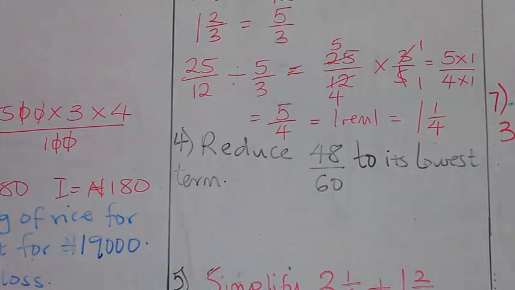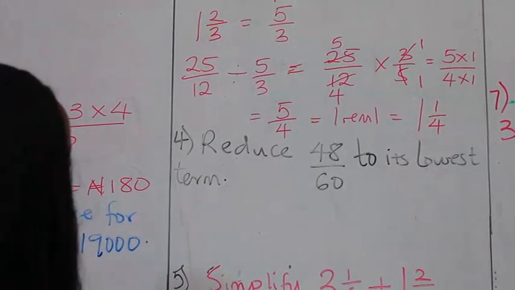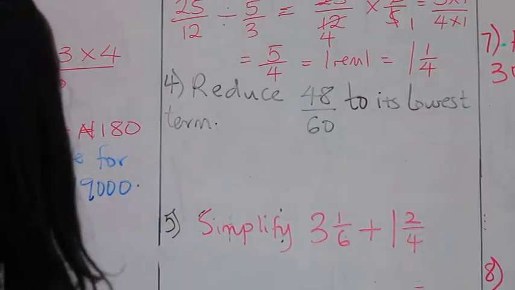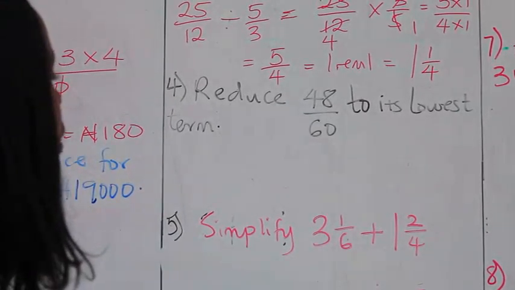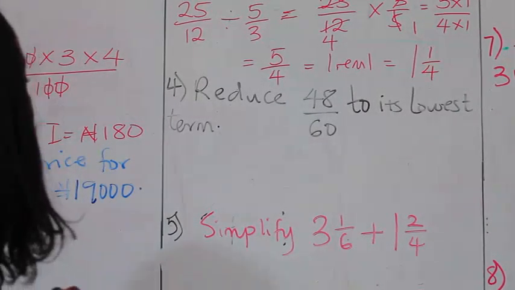Alright, question number 4 is: reduce 48/60 to its lowest term.